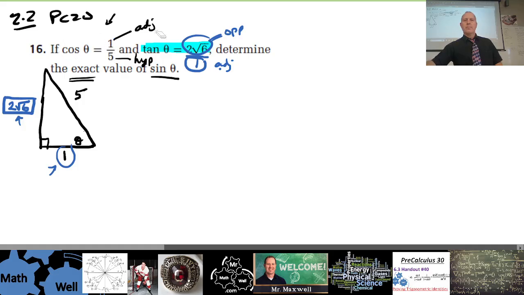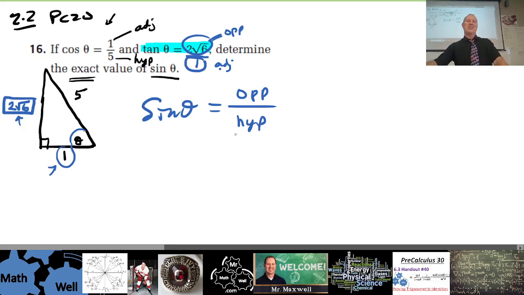Okay. So determine now the exact value of sine of theta. Well, we know that sine of theta, and this is the theta we're talking about in the question, is going to be opposite over hypotenuse. So SOH. Opposite over adjacent?